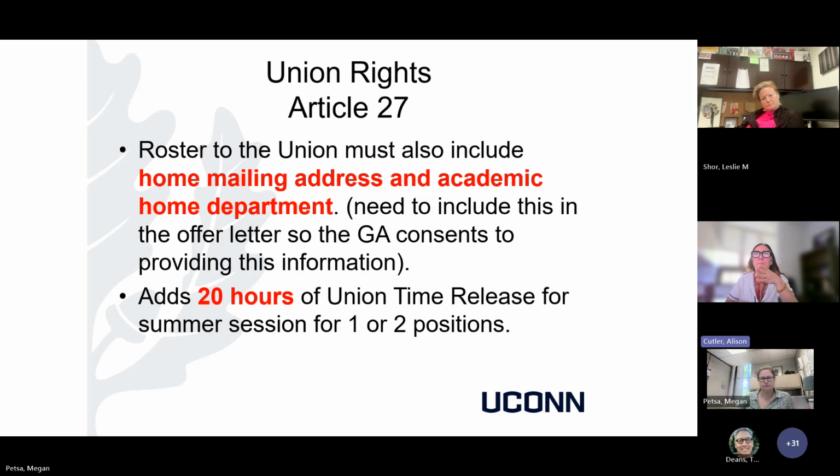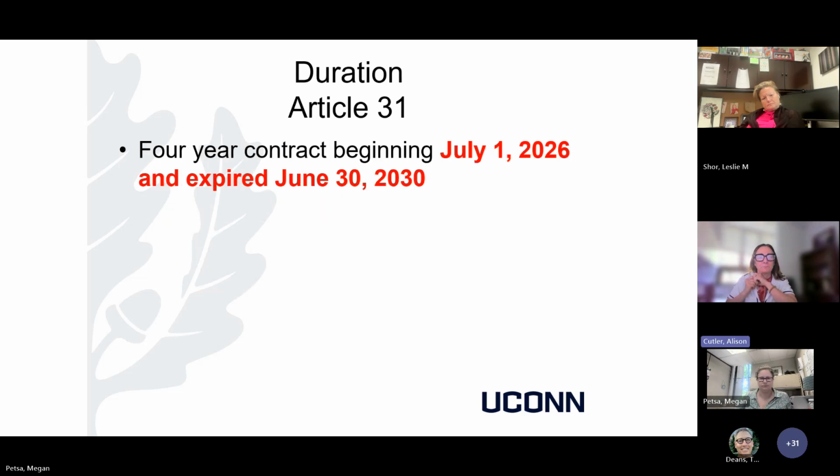But essentially what's happening is we create an appointment, or they already have a GA appointment. And instead of working for the department, they're going to be working for the union. And then the money to pay for them is going to be centrally transferred over to the department. Go on to the next one.